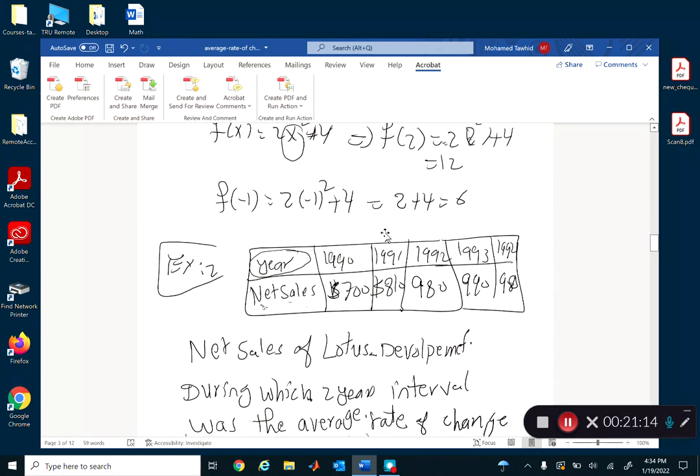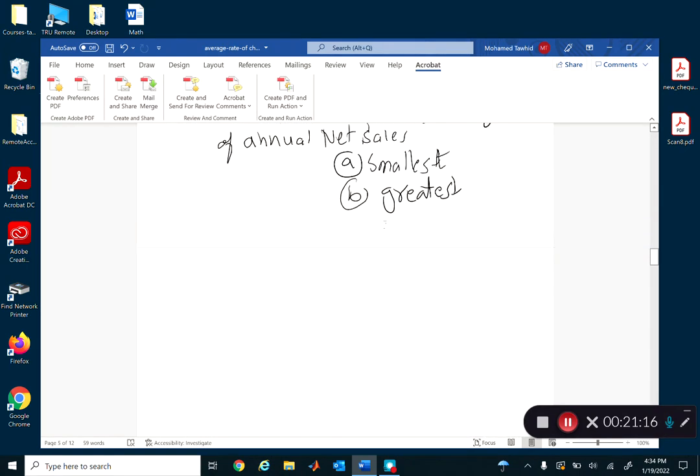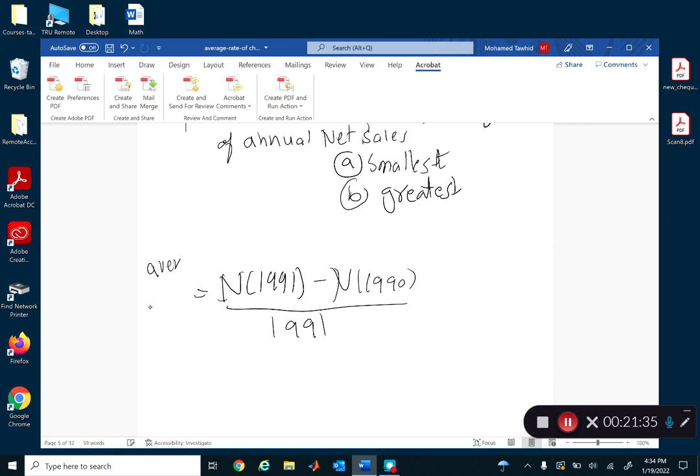So what is the average rate here? Net sales is my function. The average rate of change is the net sales in 1991 minus the net sales in 1990, over the change in time. So the interval is 1990 to 1991.